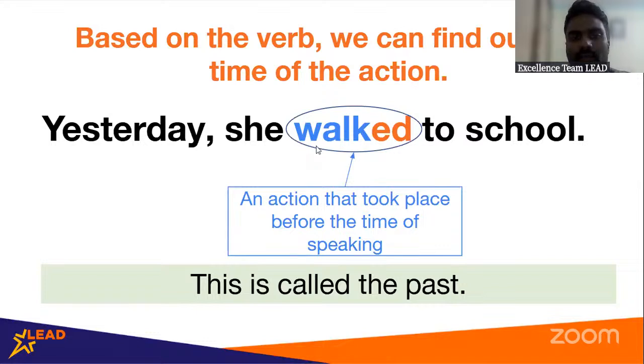Now in the past, what is the verb we have? We have walked. So this V2 form, walked, is an action that took place before the time of speaking. That is nothing but past. How will you explain past tense to the children? Through this example, you will clearly tell them that when we have this ed form or the V2 form, the action has taken place before the time of speaking. That's why it is called past. That is how you explain this, right?